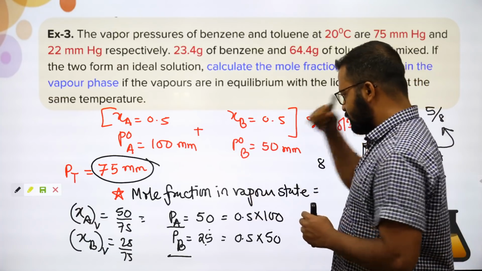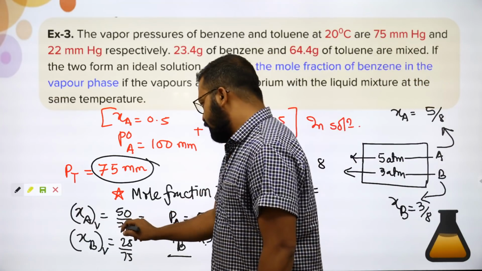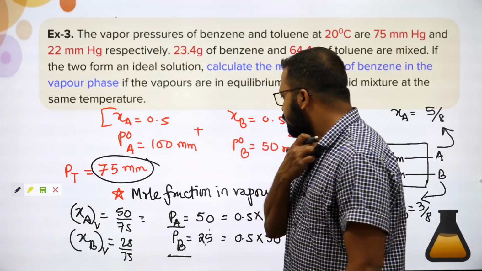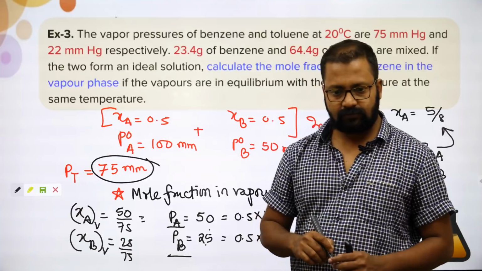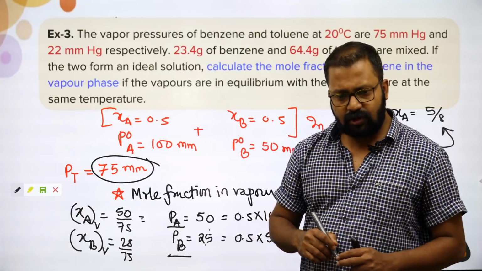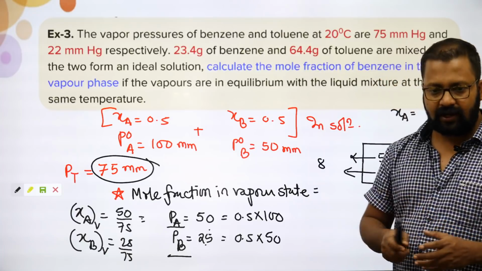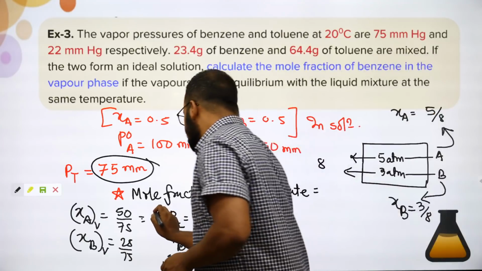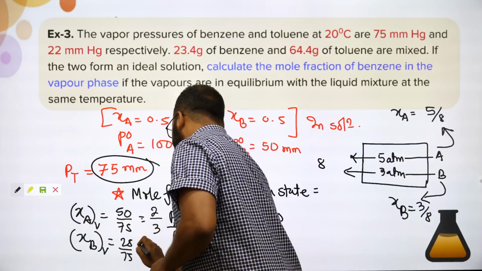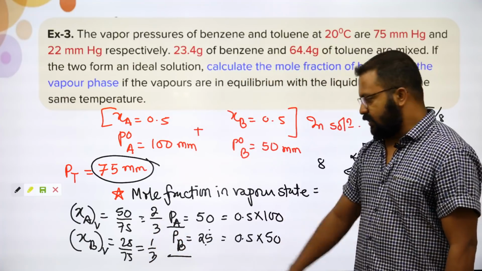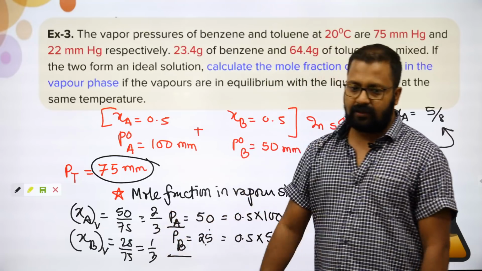Saumya, which question are you on right now? 50 by 75 will be equal to how much? Why should it be 22? It should not be 22. It should be 2 by 3, and this would be 1 by 3. Okay, this would be 2 by 3 and this will be 1 by 3.